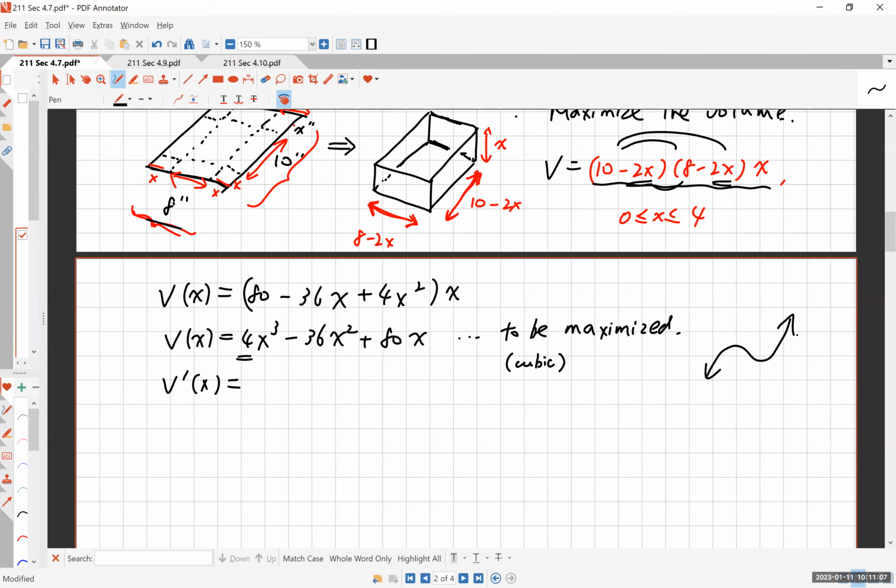But let's go ahead and differentiate this so we can identify the critical points. This is 12x squared minus 72x plus 80. You want to set this equal to 0. Okay, well, you can simplify this maybe. Divide everything by 4, 3x squared minus 18x plus 20 is equal to 0, just dividing this by 4.